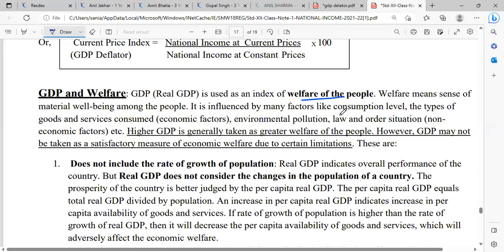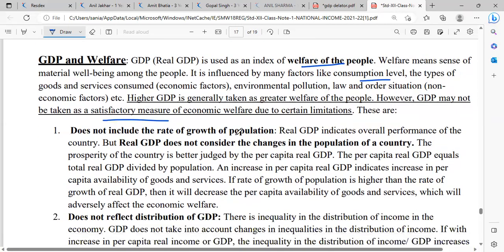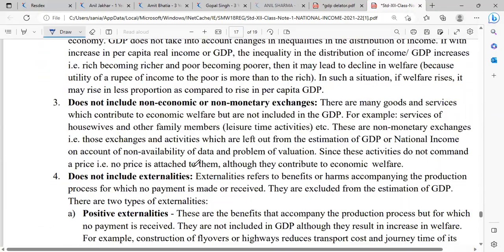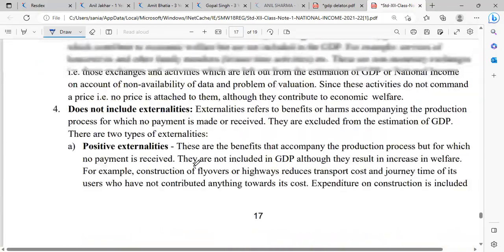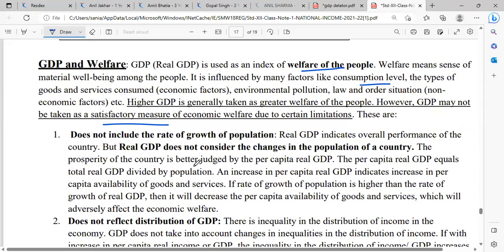It is influenced by many factors like consumption level, the types of goods and services consumed, environmental pollution, law and order situation, all this. So higher GDP is generally taken as greater welfare of the people. However, GDP may not be taken as a satisfactory measure of economic welfare due to certain limitations. Clear? Very, very important. Welfare you got to know, but the limitations are very, very important, right? So I'm going to teach you the limitations from here, and then from the other one, and then I'll explain what to write. You are not going to write the entire thing.